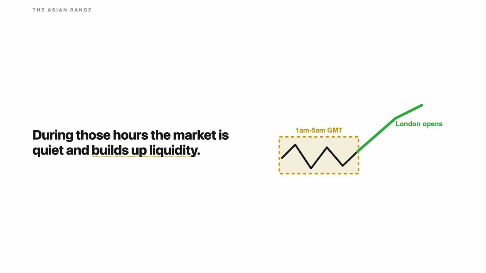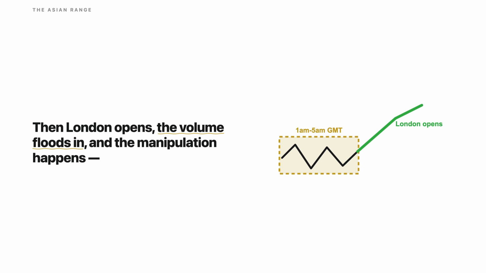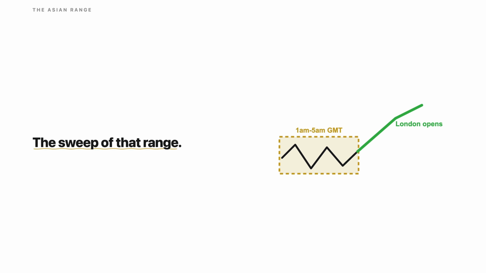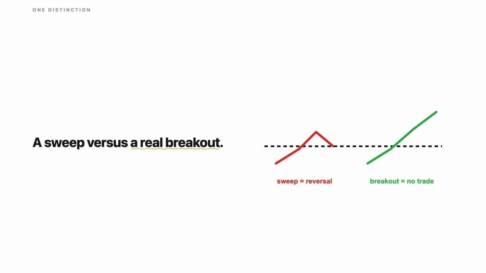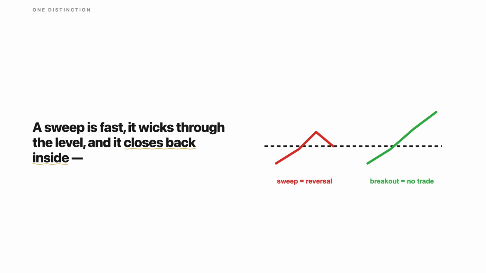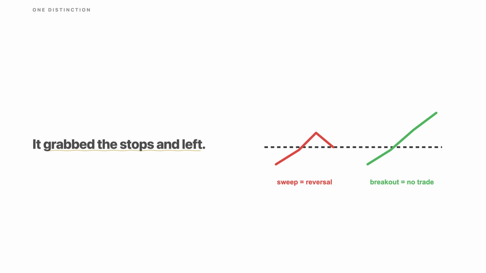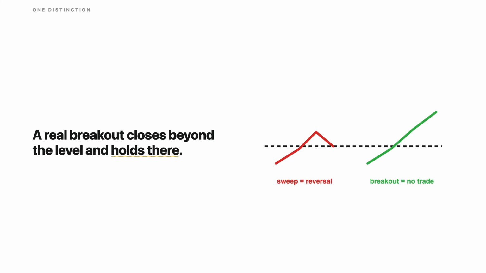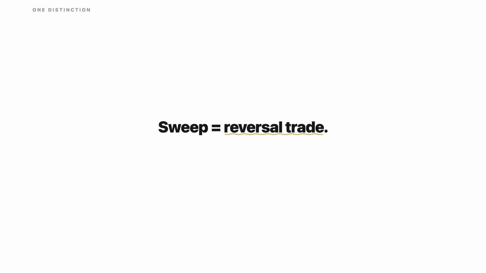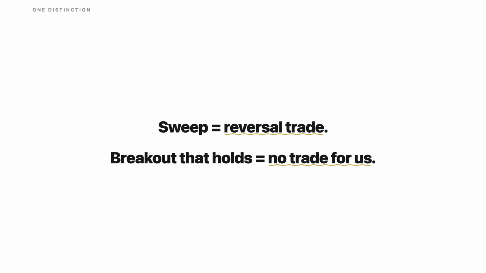During those 4 hours, the market is quietly building up liquidity. Then London opens, the volume floods in, and the manipulation happens: the sweep of that range. The one thing you need to be able to tell apart is a sweep versus a real breakout. A sweep is fast. It wicks through the level and closes right back inside. It grabbed the stops and left. A real breakout closes beyond the level and holds there. A sweep equals a reversal trade, and a breakout that holds equals no trade for us.